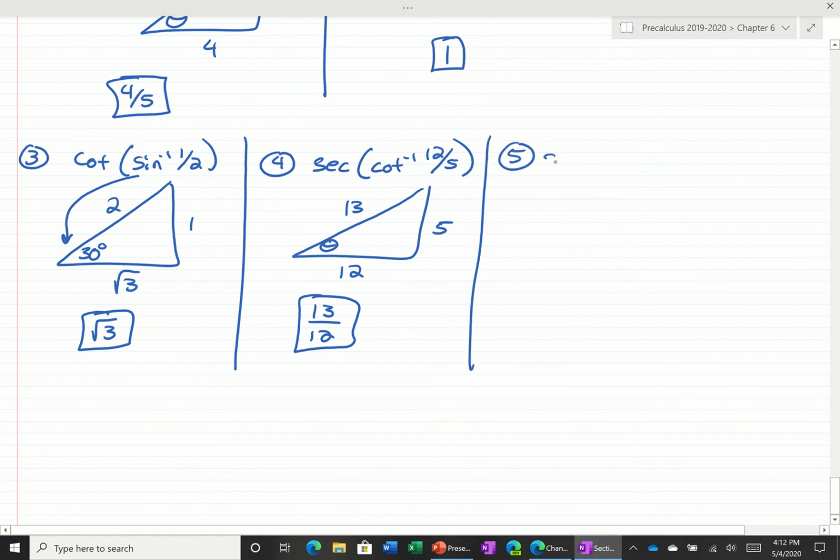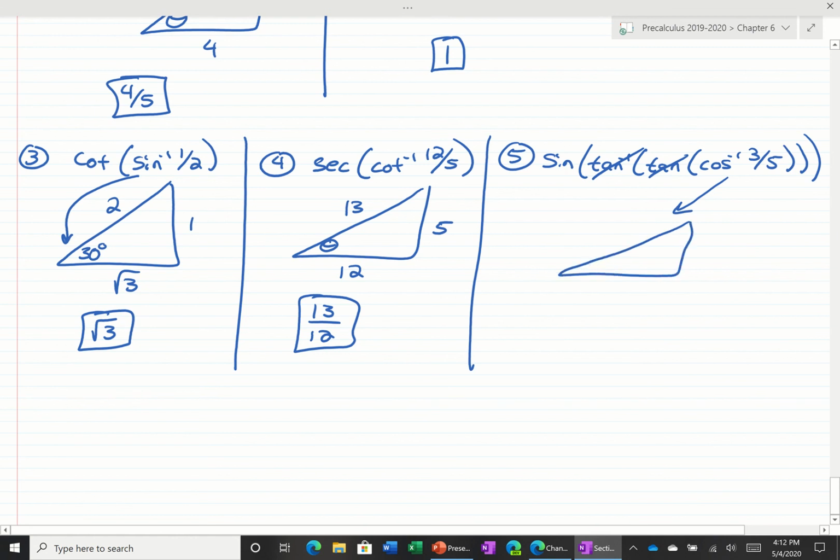Number 5, it's saying what's the sine of the inverse tangent of the tangent of the inverse cosine of 3/5. Inverse tangents cancel. This is going to give us an angle whose cosine is 3/5. So using Pythagorean theorem, this other side would be 4. The sine of that angle that we just drew, based on the inside part, the sine would be 4/5.